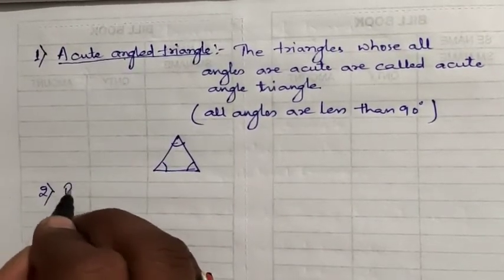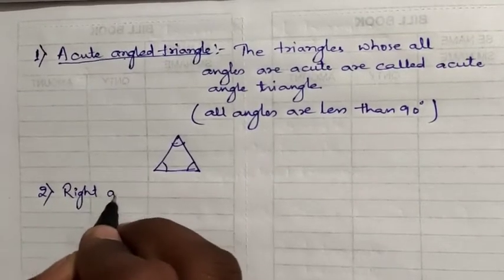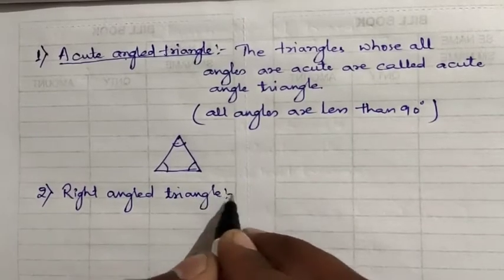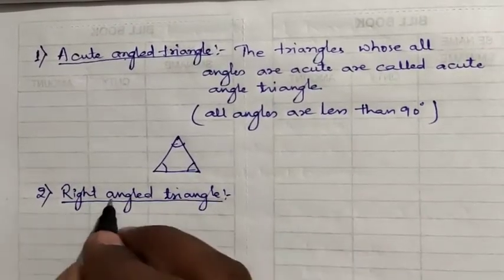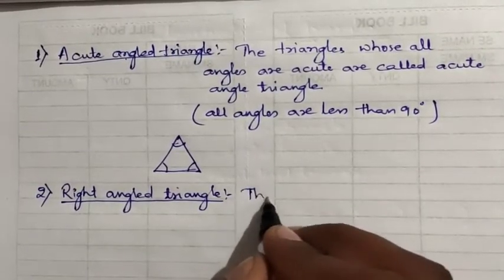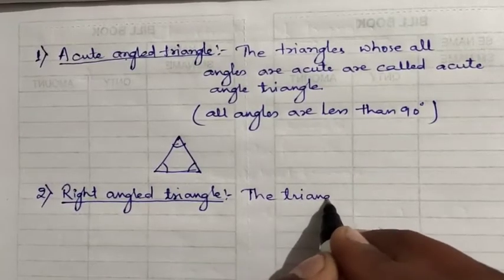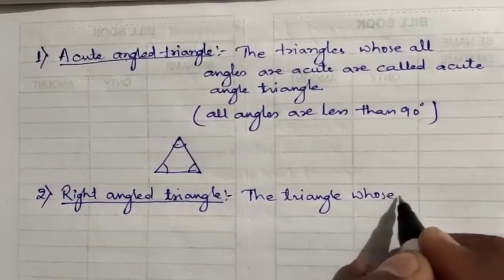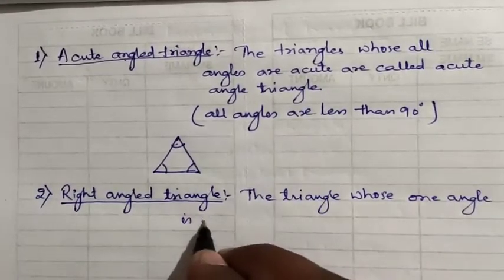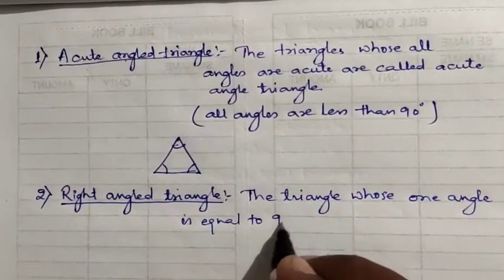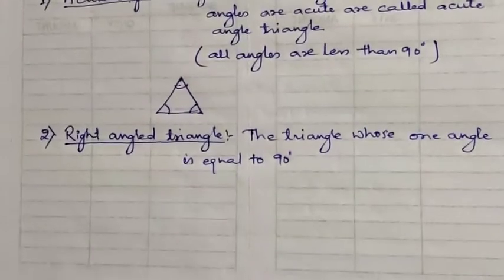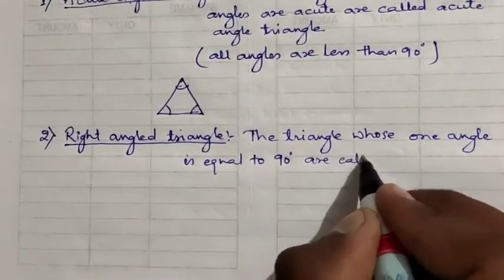Next we are going to learn about the right angled triangle. As we have studied in angles, the right angle: the triangle whose one angle is equal to 90 degrees. The triangle whose one angle is equal to 90 degrees is called a right angled triangle.